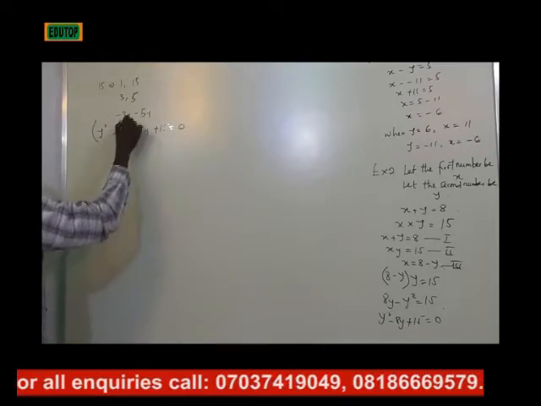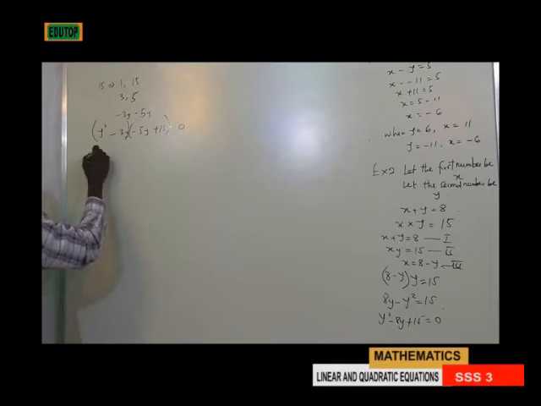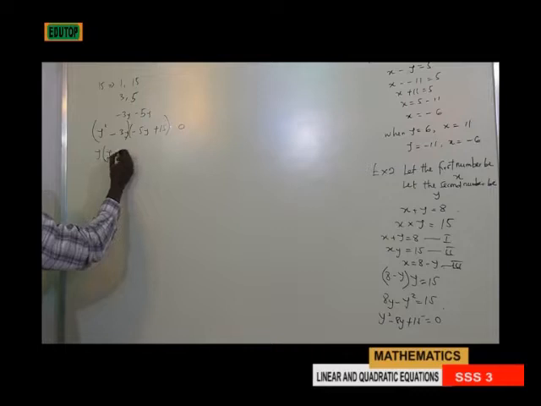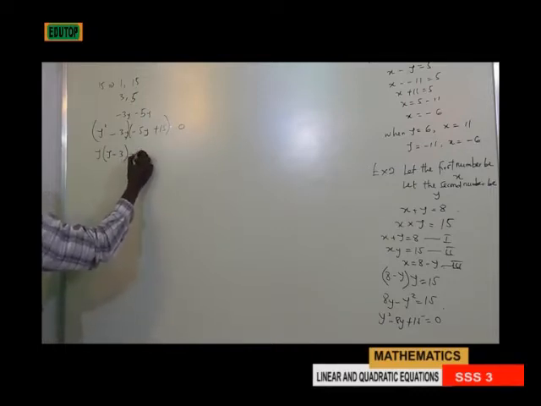Then I dissect this. What is common to this? y is common. I bring it out. By factorizing it, it will be left with y minus 3. Then what is common here? Minus 5. Bring the minus 5 out.